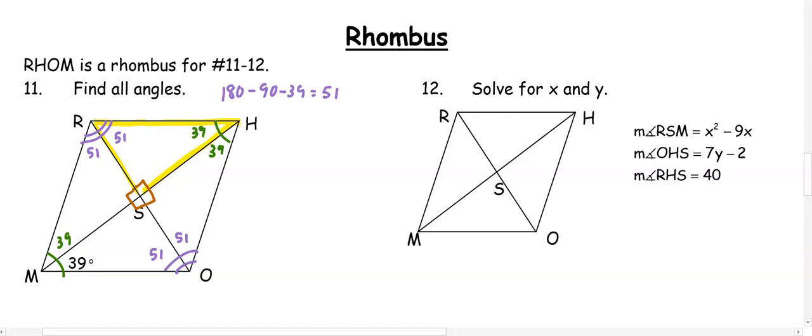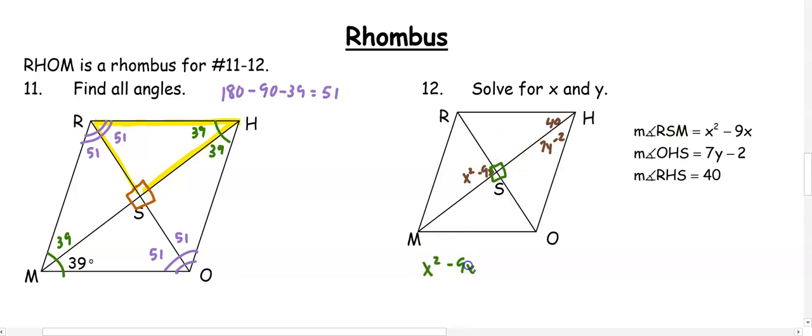In number 12, it tells us that RSM is x squared minus 9x. It also tells us that OHS is 7y minus 2, and RHS is 40. So to solve for x and y, remember that the diagonals are perpendicular to each other, so they're forming right angles in the center.